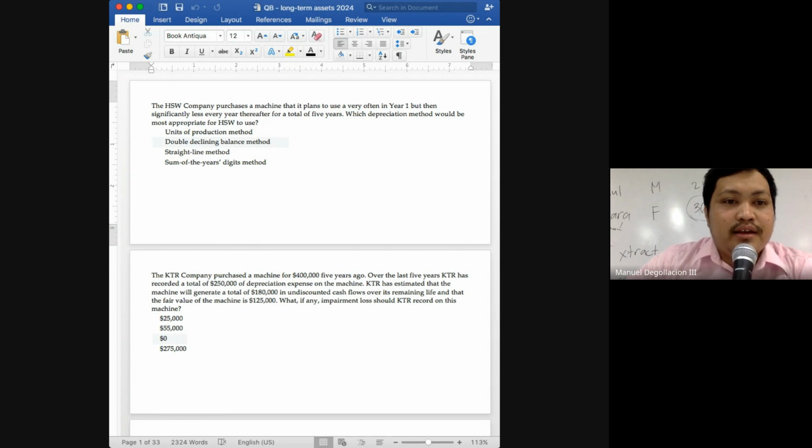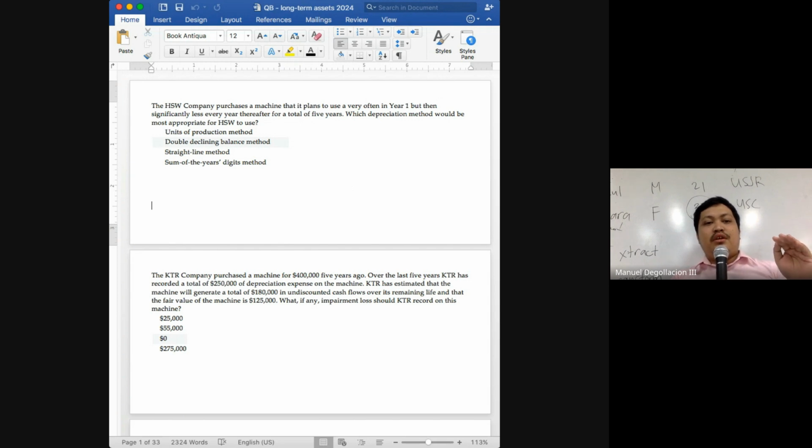And then the sum of the year's digits, under the SYD method, what's the behavior of your depreciation? Is it equal throughout? The answer is no. It would actually be decreasing. And just like your double declining balance method, the depreciation expense would also be decreasing. The units of production method would already be out of the picture because the depreciation there would not be decreasing but would depend on the amount of consumption. So the best answer here could either be double declining or the sum of the year's digits.